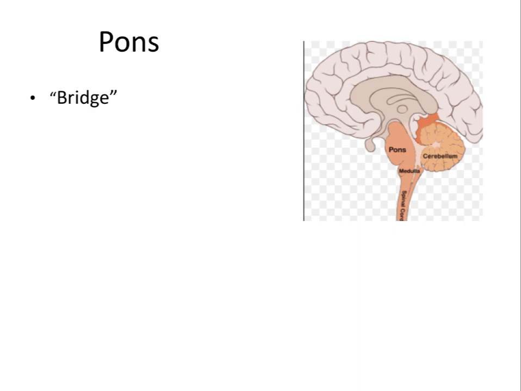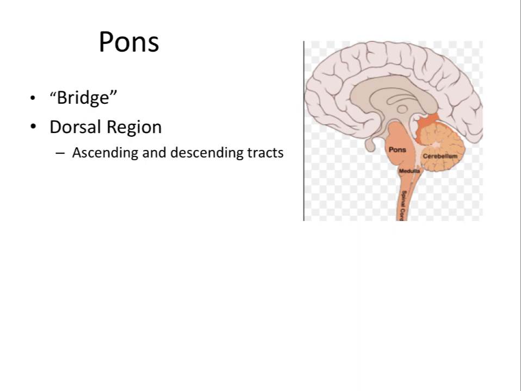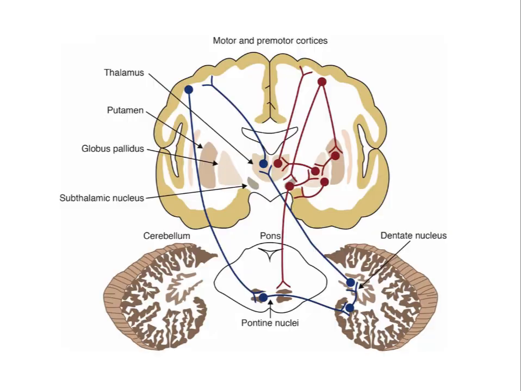There are two regions, the ventral and the dorsal region. The dorsal region is similar to the other parts of the brainstem. These contain the ascending and descending tracts running from the spinal cord to the brain. The ventral region contains the pontine nuclei. Let's look at a posterior view of the brain.